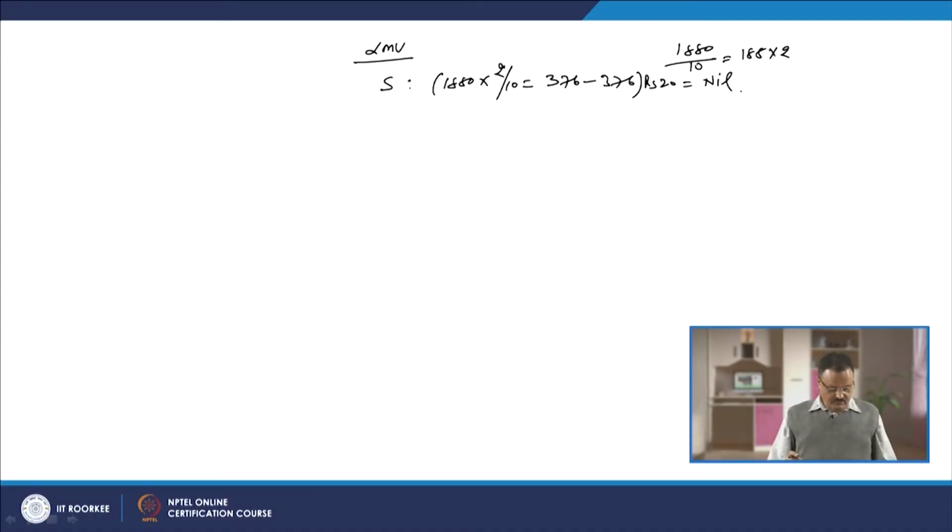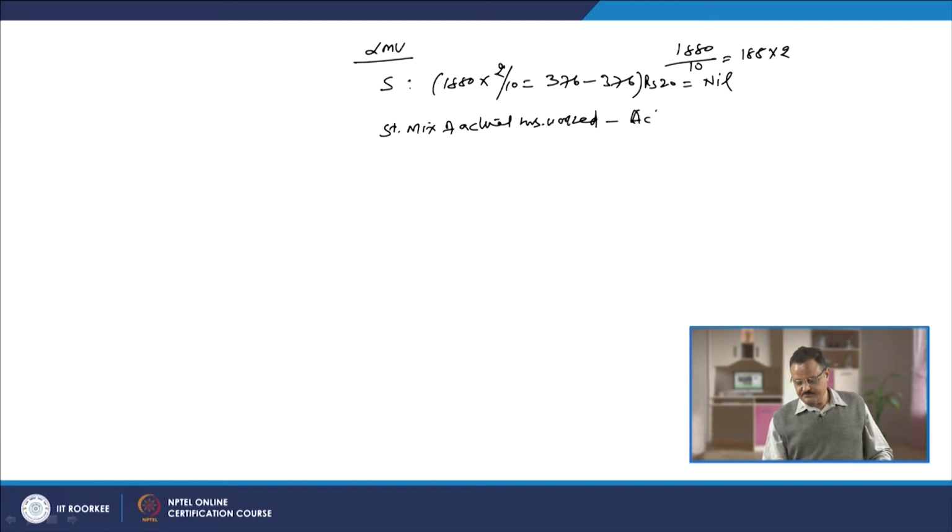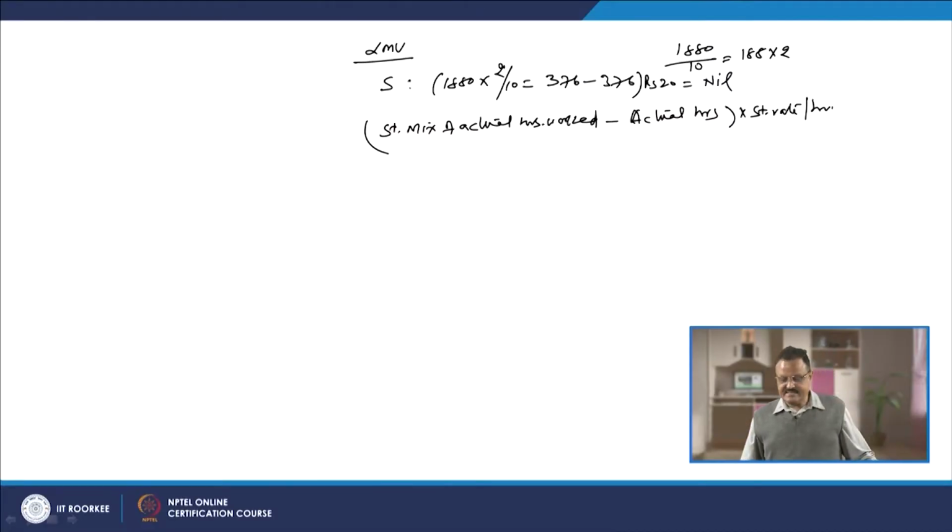You can rewrite this formula this way also, that for example, your formula could be standard mix of actual hours worked minus actual hours, multiplied by standard rate per hour. So, basically it is the total standard cost of the standard mix minus total cost of the actual mix. The standard cost of the standard mix is the standard mix of actual hours worked multiplied by the standard rate per hour, and this becomes the standard cost of standard mix minus standard cost of the actual mix.